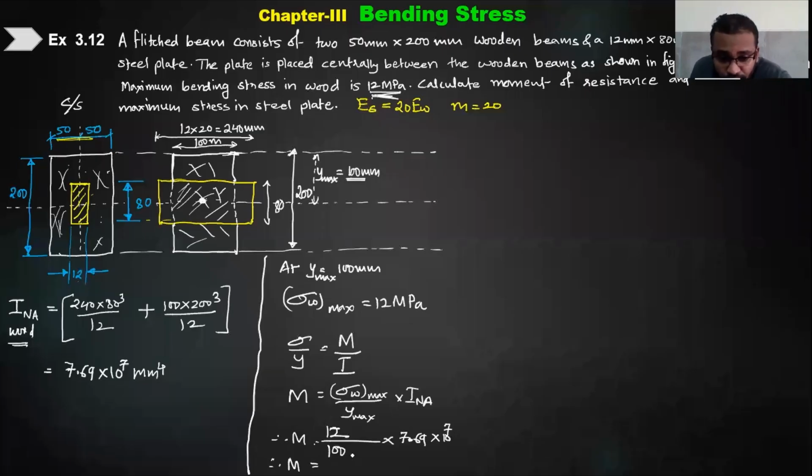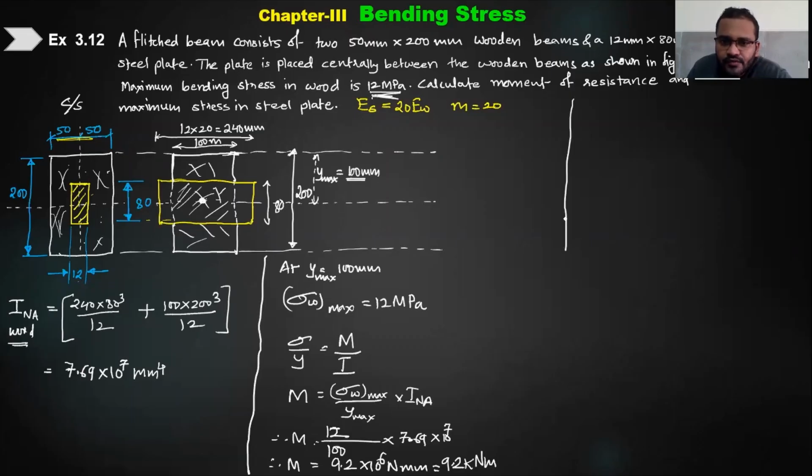0.92. How will it be 0.92? Into 10 raised to 7 आएगा sir. हाँ तो 9.2 लिखो ना. 9.2 into 10 raised to 6 Newton millimeter, or else you can write that as 9.2 kilonewton meter. Okay, you can anyway.